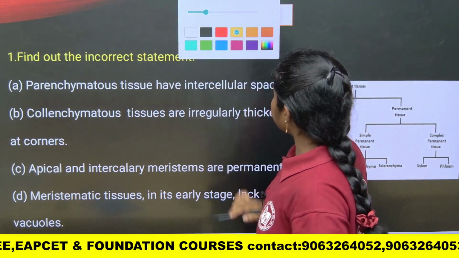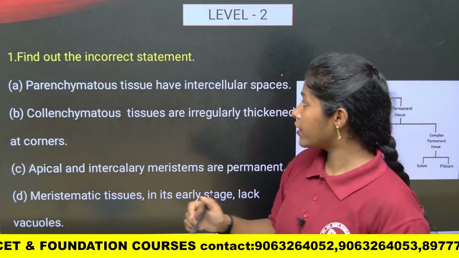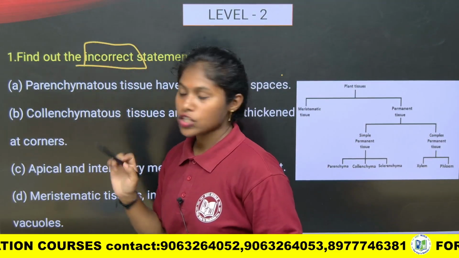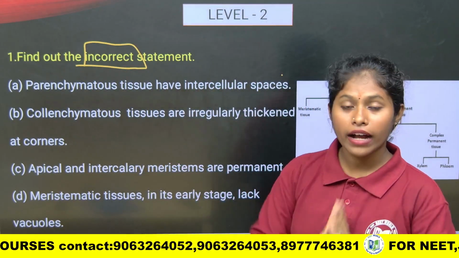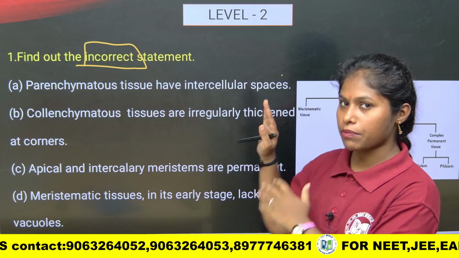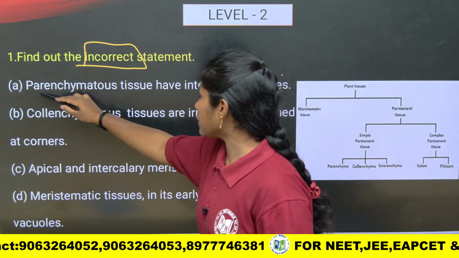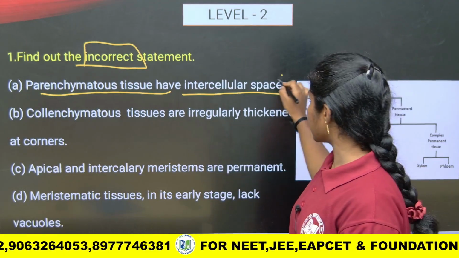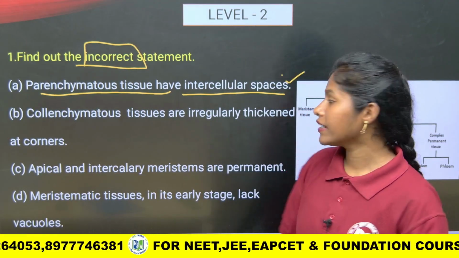Let's see, children. Here they ask to find out the incorrect statement. So we have to eliminate the correct options from the given ones, right? Parenchyma tissue has intercellular spaces. Of course, it helps in gaseous exchange. It is a correct statement, right?